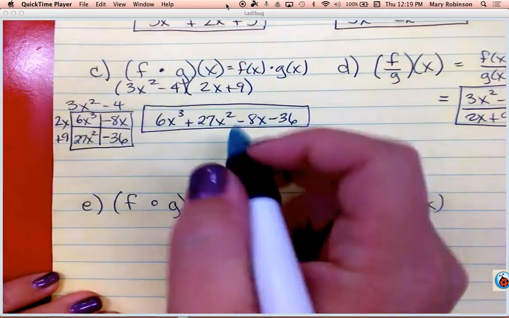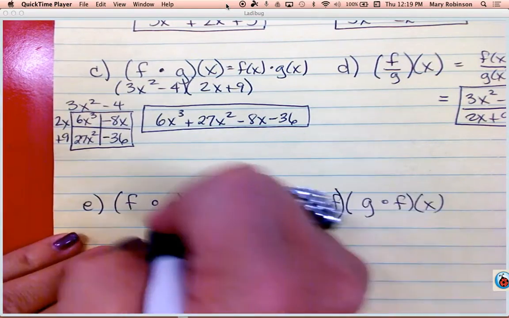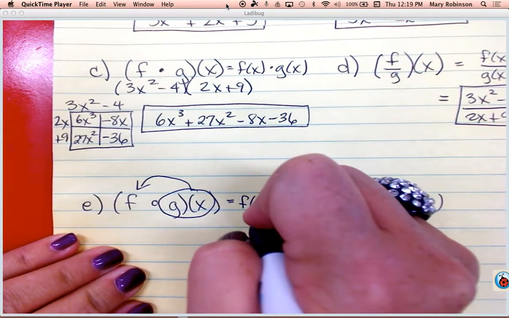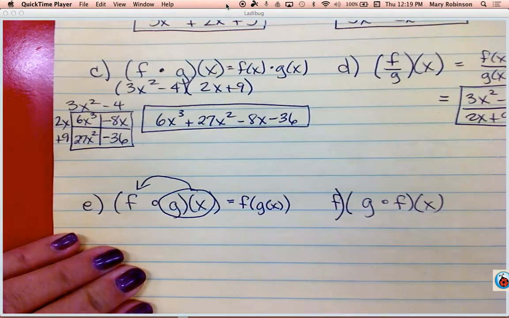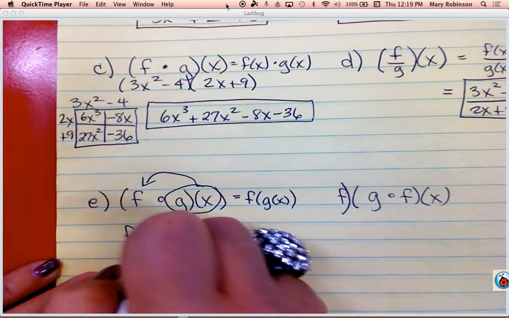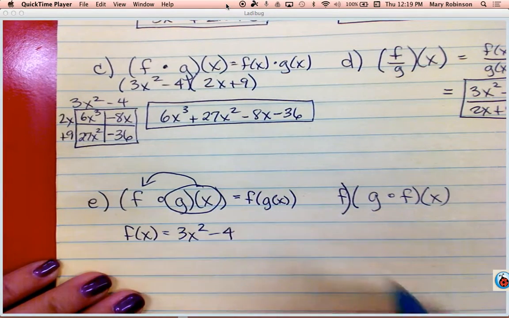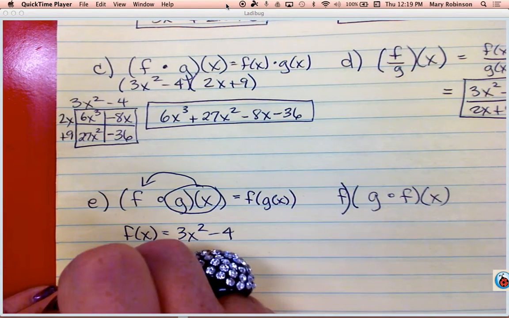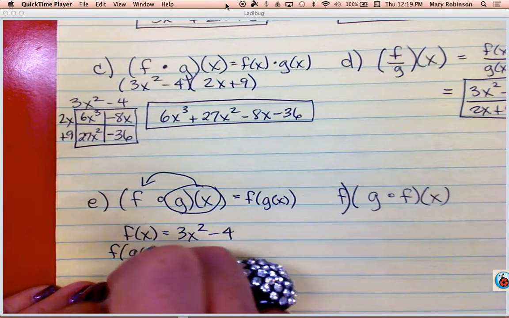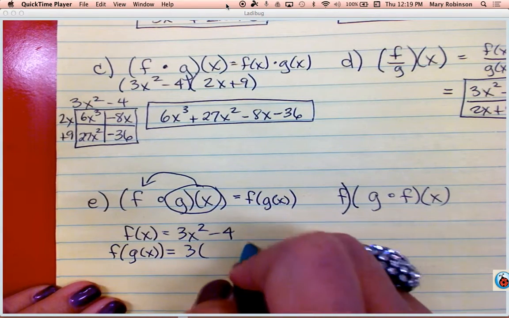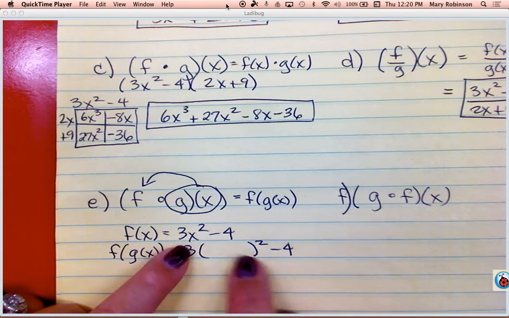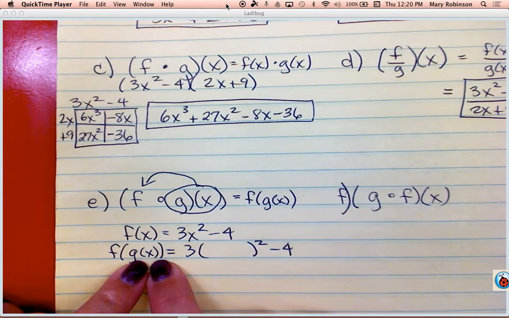For part E, understand that f composed with g of x just means we're taking our g of x and we're substituting it into f. Another representation would be f of g of x. So this means I want to write my function f of x. So I'm going to copy this down here. f of x equals 3x squared minus 4. So what I'm going to do is if I want to do f of g of x, I'm going to take out my x, but write down the rest of my problem. Understanding that in place of x, I'm going to put in g of x.